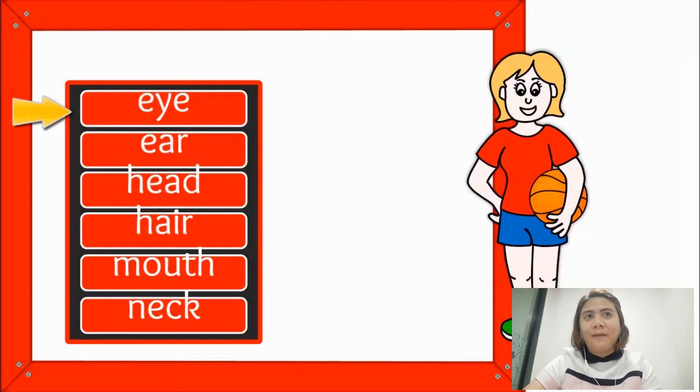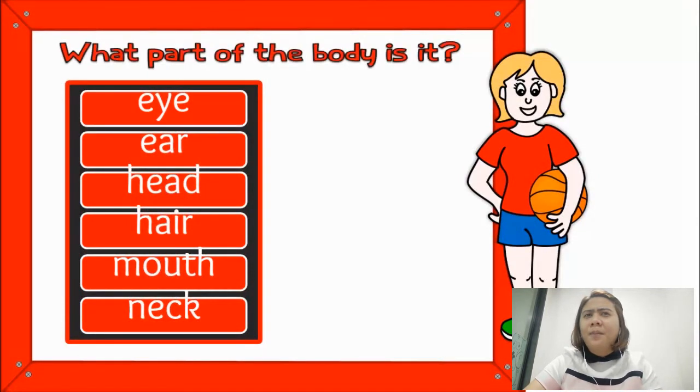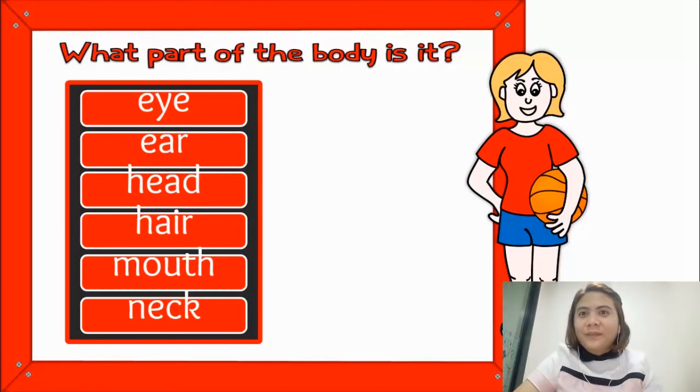First we have eye, ear, head, hair, mouth, and neck. So what part of the body is it? You're going to identify what part of the body I'm going to point. Follow the arrow. Are you ready? Here we go.